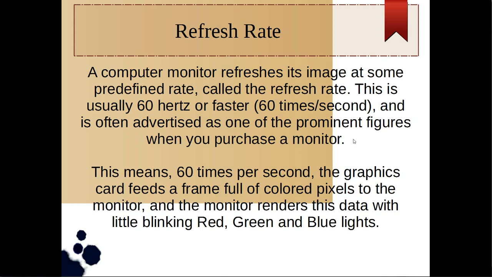Alrighty, but let's have a bit of a chat about how the monitor works. Computer monitors refresh their image at some predefined rate, and it's called the refresh rate. So this is usually 60 hertz or faster, 60 times per second. In other words, the picture on the monitor is refreshed. And that means that 60 times per second, the graphics card sends pixel data down to the monitor, and the monitor refreshes the image with little blinking red, green, and blue lights.